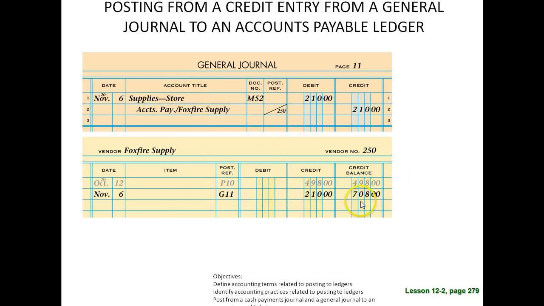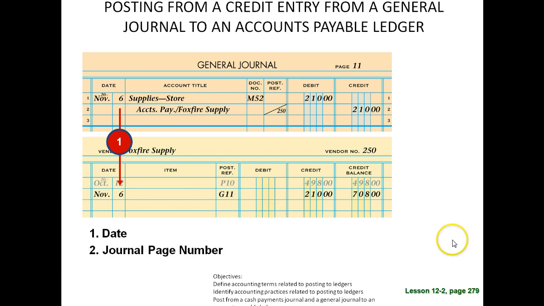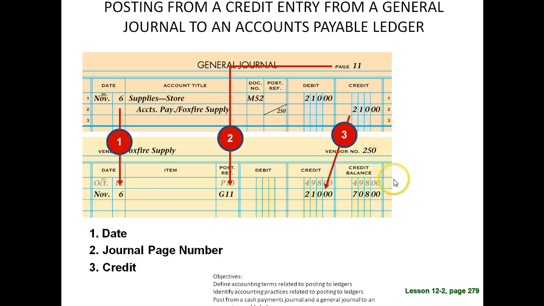So this is very similar to when we were posting from the cash payments journal. Nothing has changed except for we have to squeeze this number in. So we write our date. Again, the date should match. We write our journal page number. This time it came from general journal page 11. We write our credit because this is a credit transaction up here. This is a credit transaction for $210. We write it down here on the credit line.